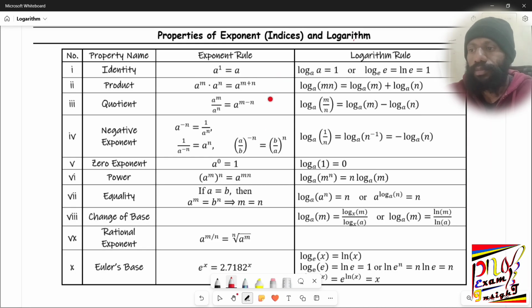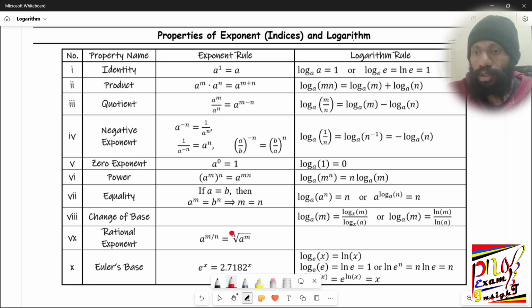Here is the property of exponent, indices and logarithm. So we have those several rules, 10 rules altogether. When it comes to rule number 8, exponent or indices doesn't have any roots into base, only logarithms.